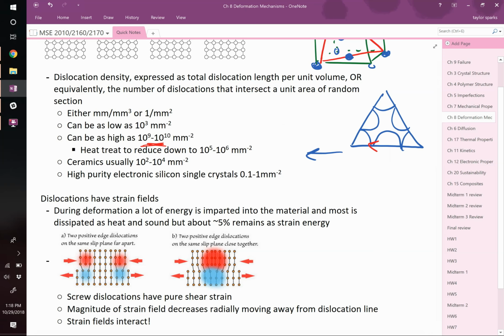And what they're doing is they're adding thermal energy, which allows these things to move. And as they move, they find each other and they annihilate. We'll show you what that looks like when these things annihilate. But dislocations can meet up and annihilate and cure the material. And so you can go from, say, like 10 billion dislocations per millimeter squared all the way down to like 100,000, 10 to the 5 or 10 to the 6 after you do this heat treatment. So you can massively reduce the number of dislocations, okay?